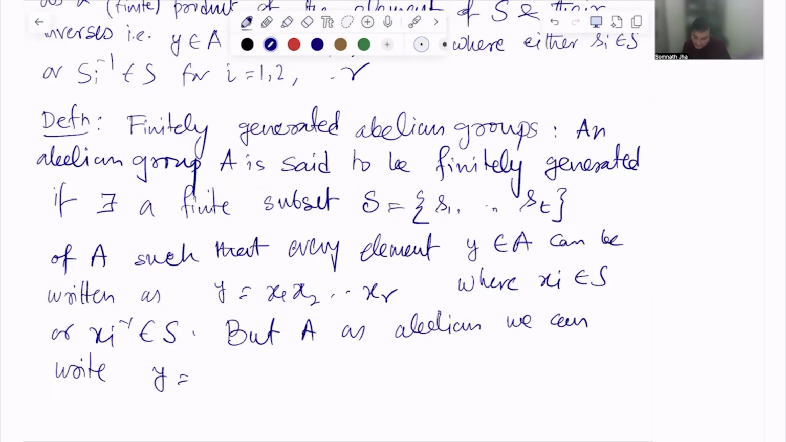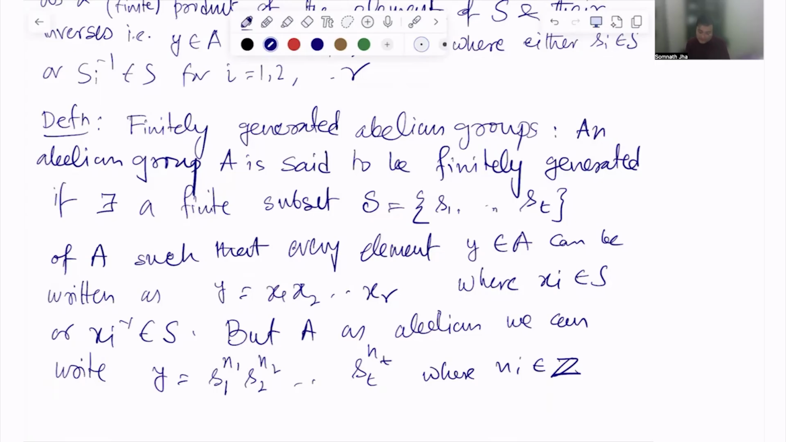Then if x2 is s1 inverse, then s2 inverse, we can put it as s2 inverse. So we can collect whatever s1, s2 are there. So we can write y equal to s1. We are using multiplicative notation here, so this dot means group operation, right? x1 dot x2 meaning multiply. So we can just write s1 to the power n1, s2 to the power n2, and st to the power nt, where ni belongs to Z.